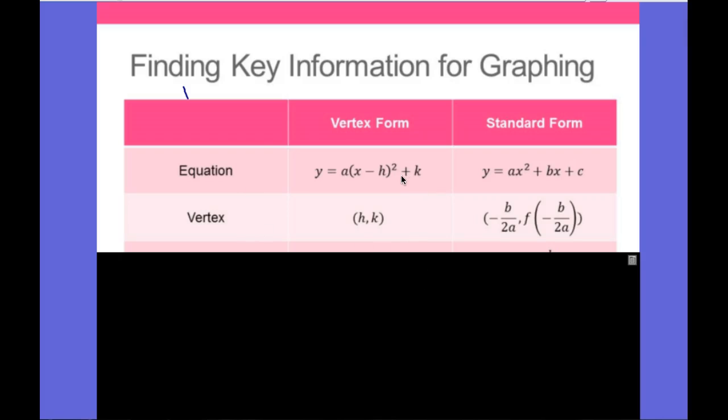The vertex in vertex form you can easily see as h and k. Standard form requires a formula. In standard form, the vertex x-value is negative b, coming from the bx term, divided by 2 times a. And then to find the y value, you have to find the x value, plug it back in, and solve.